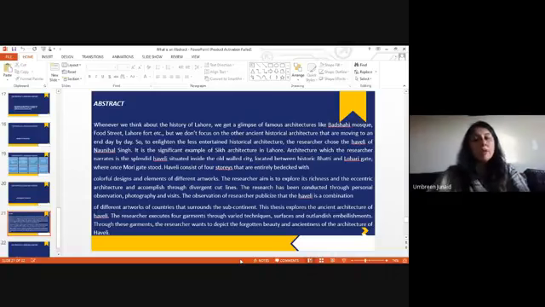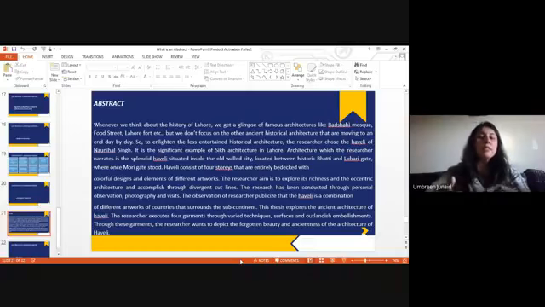The researcher's aim is to explore its richness and the eccentric architecture, accomplished through divergent cut lines. The research has been conducted through personal observation. Now, this is her methodology: personal observation, photography, and visits. The observation of the researcher publicized that the Haveli is a combination of different artworks of countries that surround the subcontinent.